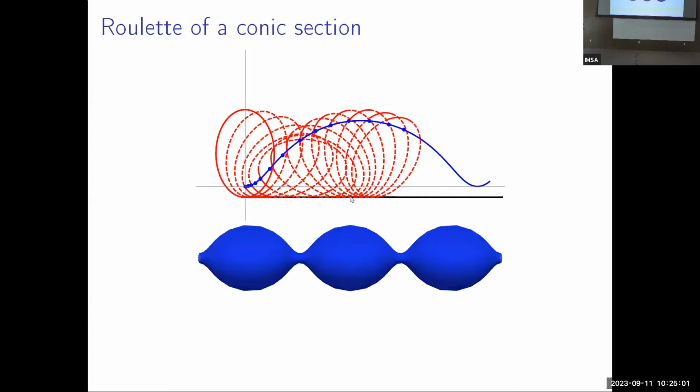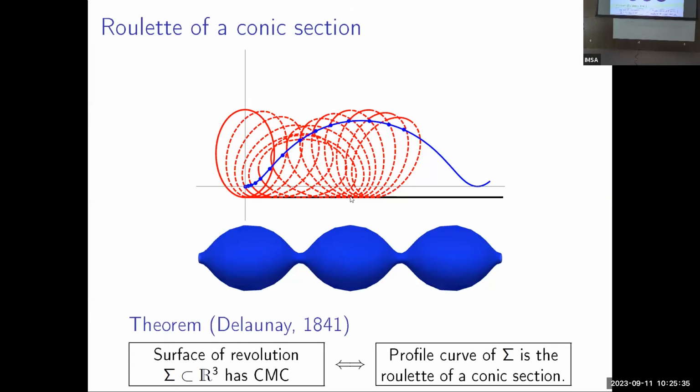You look at the curve traced by the focus, which is a roulette. You consider the rotation of this curve around the axis, and you get a surface that has constant mean curvature. All the constant mean curvature surfaces in R3 that are invariant by rotations are obtained in this way. This is a result from 1841 by Delaunay.